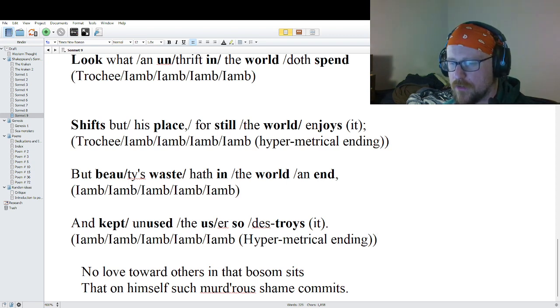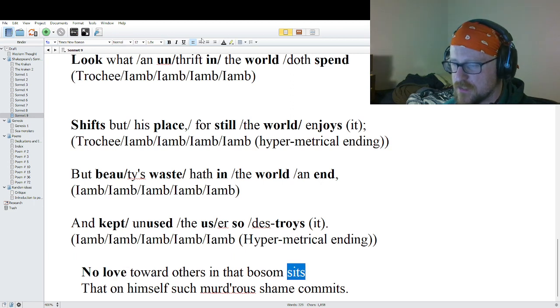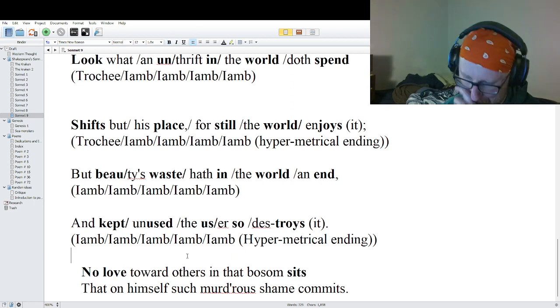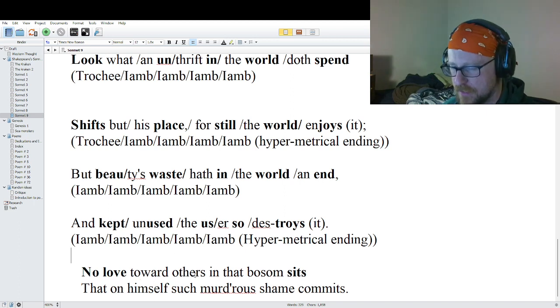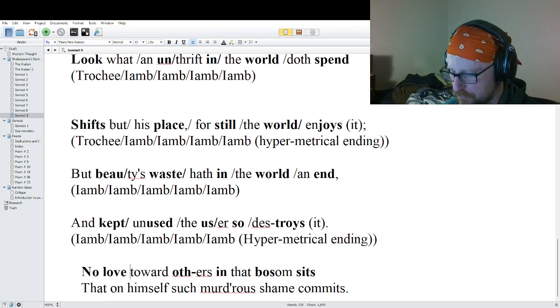Next line: "No love toward others in that bosom sits." Okay. And I've got to be careful with this one word here, and I'll explain in a bit. So step one, we have any important monosyllable words. So we have no, and we have love, and we have sits, right? I'm going to talk about one of these words in a second. But then we have to ask, do we have any primary stresses in any multisyllable words? Well, we have the of, and we have the boo and bosom, right? And then do we have any promotions? Well, we have this, there's in that, light. So it's this in. So then we have this break.